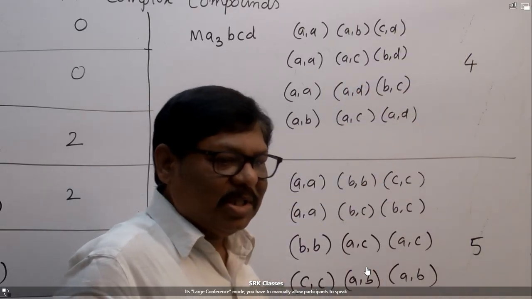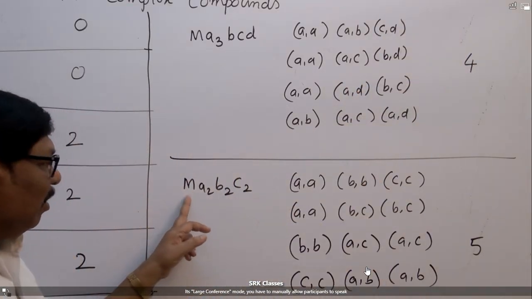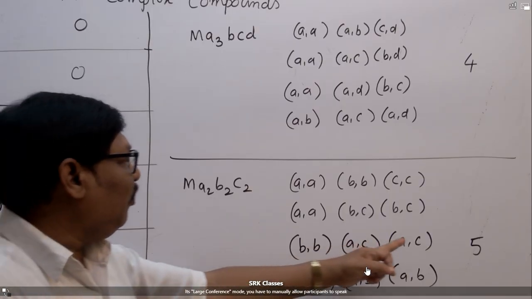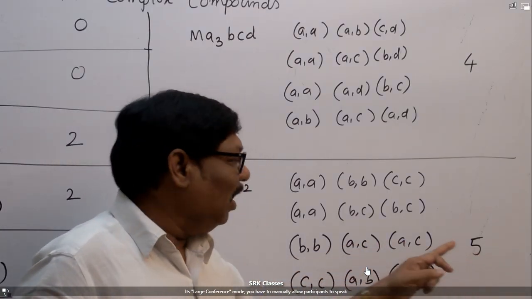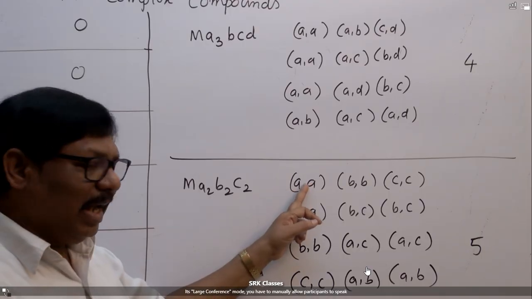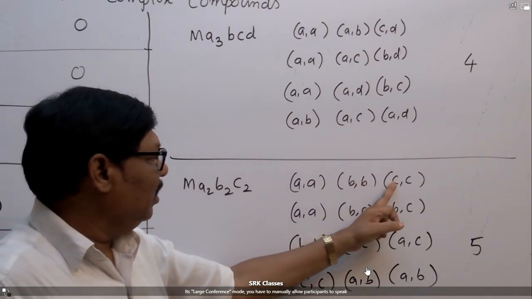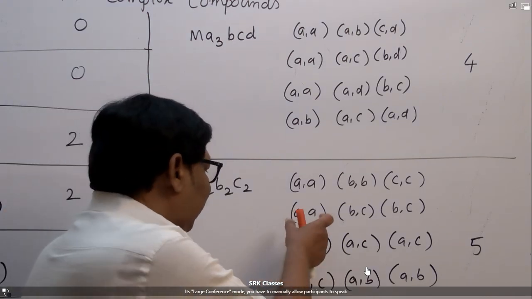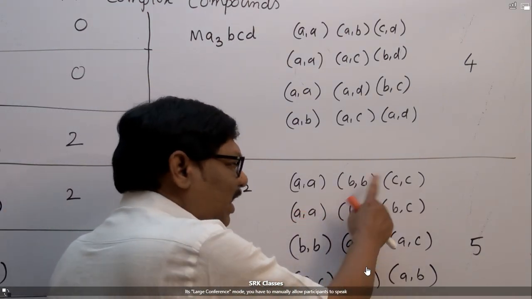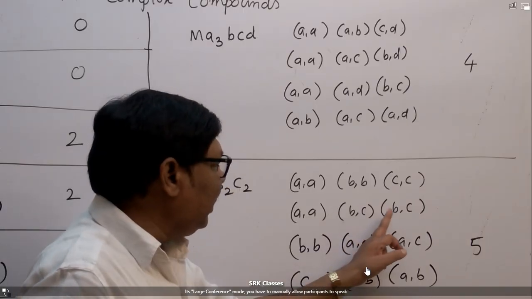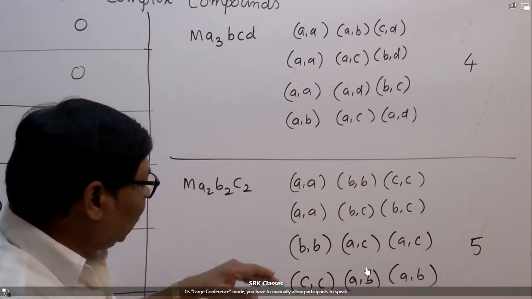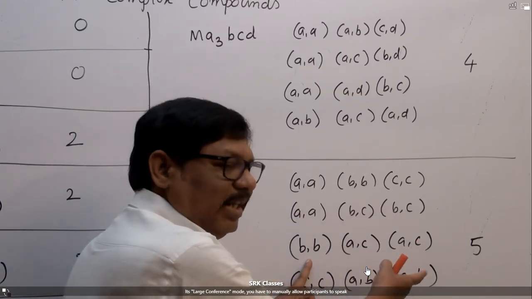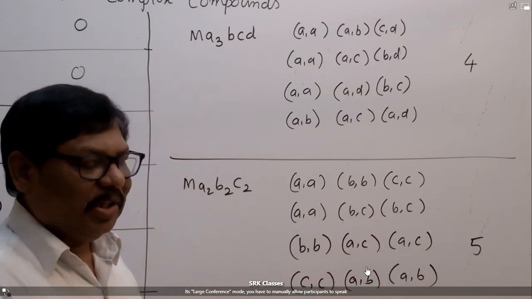And the last combination is Ma2B2C2. With this combination, there are 5 geometrical isomers. All the 5 are represented here. AA, BB, CC. First combination. Second one. Keep the first one as it is. I am interchanging the second and third one. BC and BC. Look at the third one. BB I have taken constant. First and third one I have interchanged. AC and AC. That is the third combination.